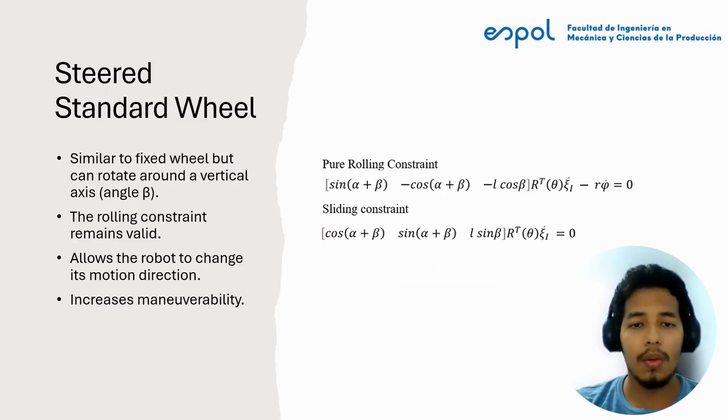For the fixed standard wheel, the equations show two main constraints. The pure rolling constraint includes terms with sine and cosine of alpha plus beta, and it ensures the wheel moves without slipping in the direction it is facing. The sliding constraint prevents motion to the side of the wheel. Because of the angle beta, the wheel can rotate around the vertical axis, allowing the robot to change its direction of movement. This increases maneuverability while keeping the motion physically consistent with the rolling condition.